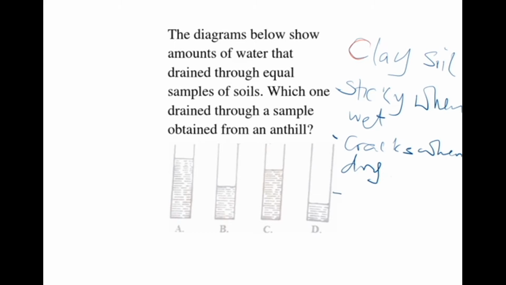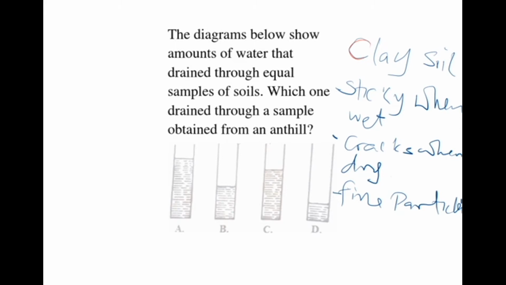Also, clay soil has fine particles. It is due to these properties that makes it easy for the termites or ants to build the ant hill. The stickiness of the clay soil enables those soil particles to stick together, forming the ant hill. Therefore, the sample was obtained from the sample D.